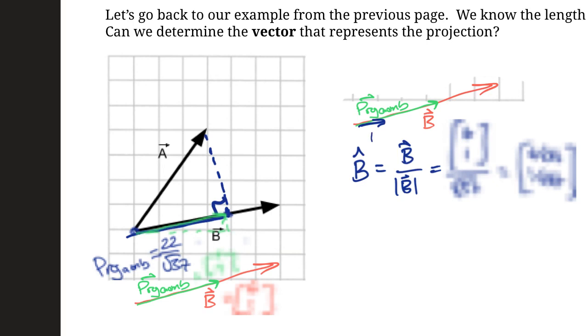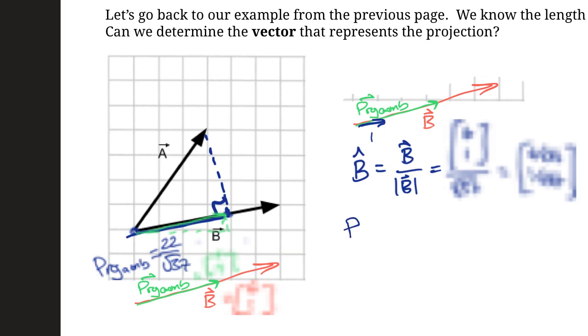So in order to find a vector in that same direction with a length of 5, for example, all we need to do is multiply this unit vector by 5. Say we wanted a vector in that same direction with a length of 10. All we would need to do is multiply this by 10. So in order to find this vector, all we need to know is the length of the projected vector. Once we know that, we can just multiply this unit vector by the length of the projected vector to give us the vector that represents that projection. So that's all we've got to do.